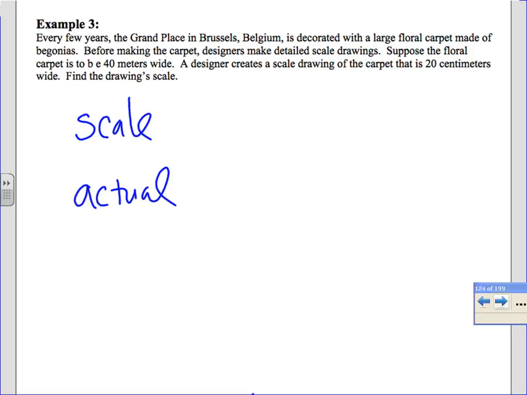The scale drawing of the carpet is 20, and we know that the carpet wants to be 40 meters wide. So how do we find what that scale factor is? How do we set this up, Charles? No. You don't need to. You just need to find what centimeters to meters is. You don't need to convert. We're finding the scale. You don't need to convert.